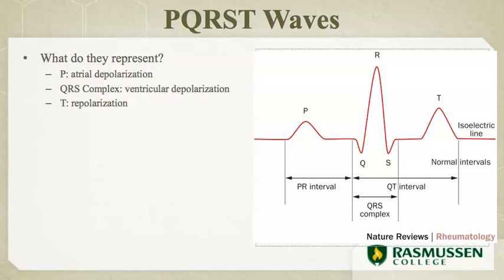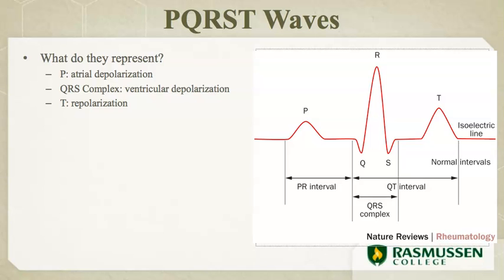A normal cardiac cycle is traced on an EKG as one set of PQRST waves. The P wave represents atrial depolarization or the contraction of the atria. The QRS complex represents ventricular depolarization or the ventricles contracting, and the T wave represents repolarization or the preparation for the next series of complexes. This again is every heartbeat.